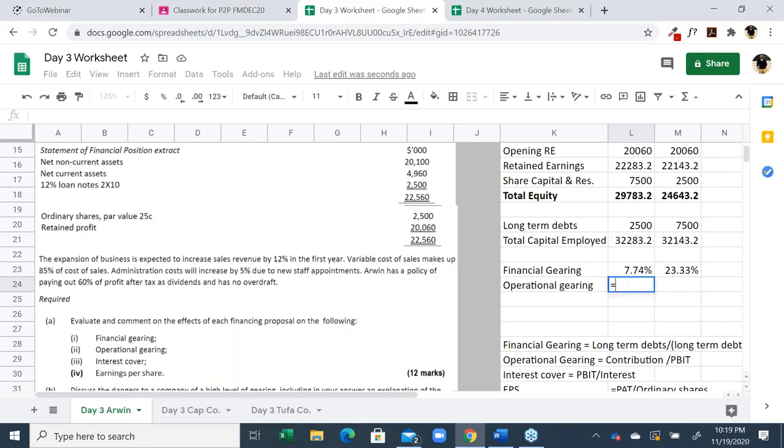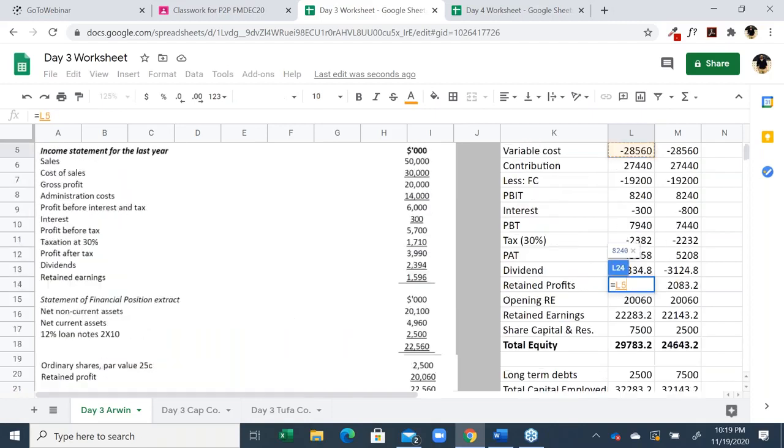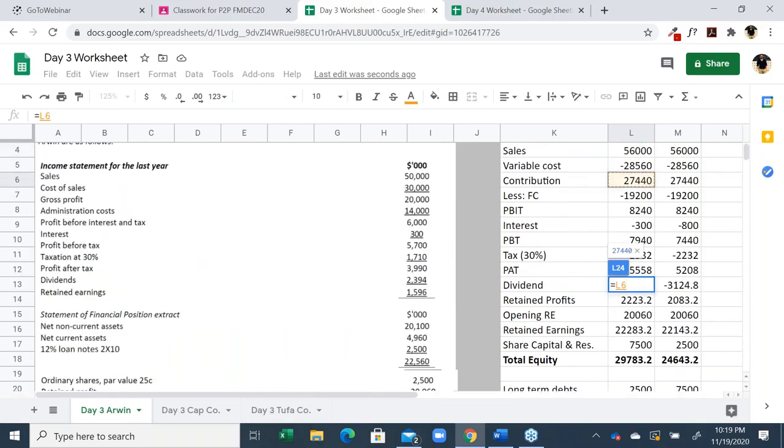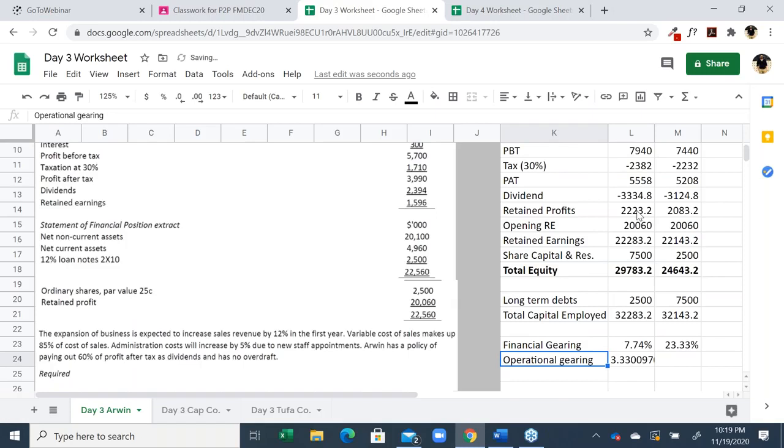So the contribution was 27440 and the PBIT was 8240. So the operational gearing in case of equity finance is 3.33, and which will not change with the source of capital. If you choose any source of capital, it will only affect your financial risk.